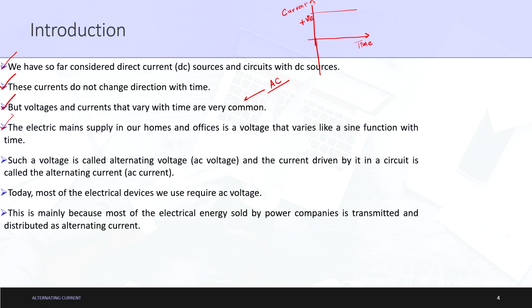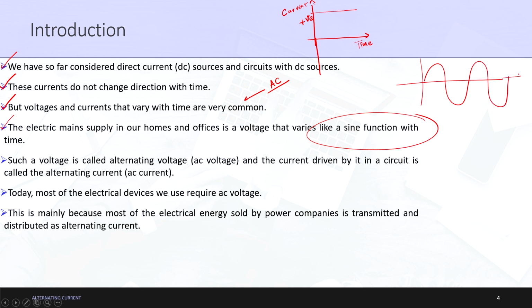The electric mains supply in our homes and offices is a voltage that varies like a sine function. If you remember correctly, what is a sine function? A sine function is of a wavy or sinusoidal nature in which, for some part of the time, let us say the x axis is time, it is positive and for some part of the time it is negative. Such a voltage, varying like a sine function with time, is called alternating voltage. Please remember it is alternating voltage, also called AC voltage.